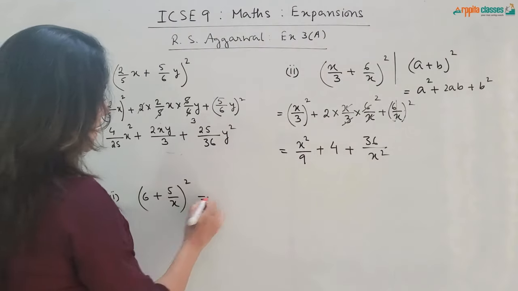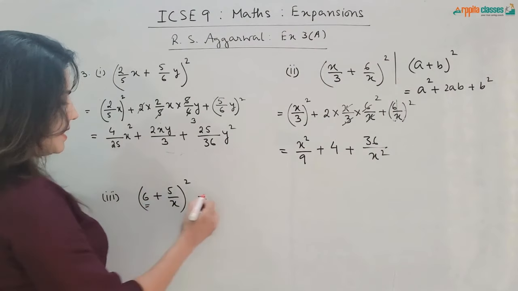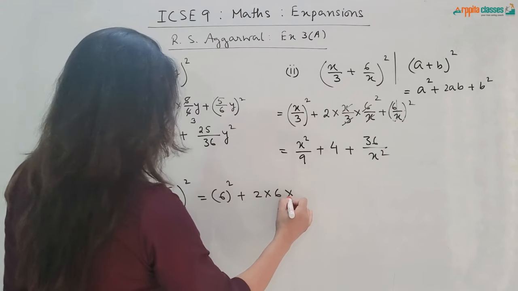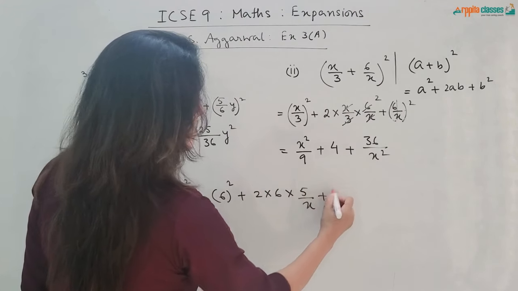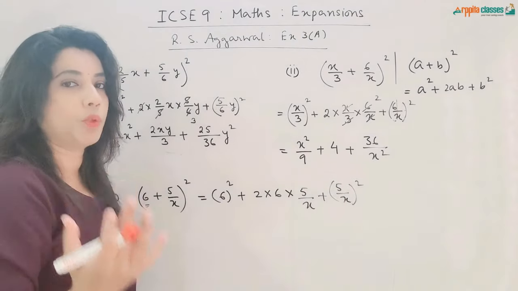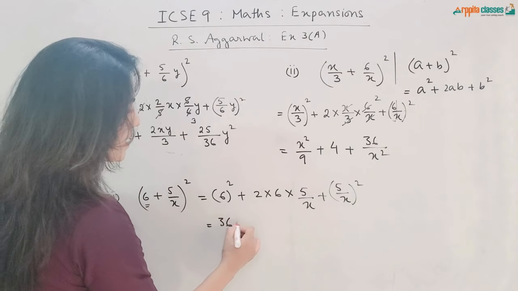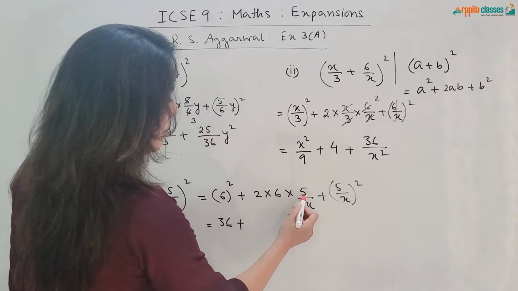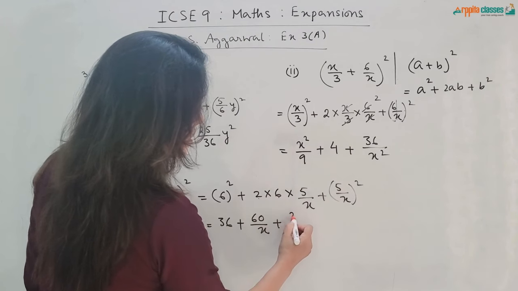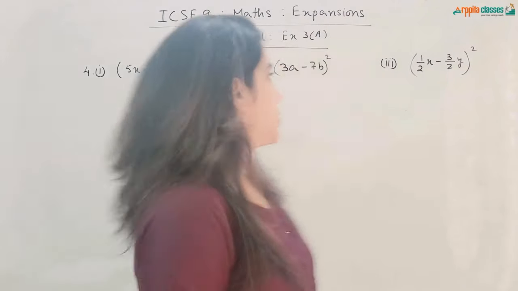Come here, our a is 6. Now I will not write a and b, I will just write it on my own. A is 6, so I will write a square, 6 square, plus 2 into a into b, 5 by x, plus (5 by x) the whole square. So you just mentally think what is your a, what is your b, and accordingly put it in the formula. Okay, 6 square is 36 plus, here it is 5 into 6, 30, 30 into 2, 60 upon x, plus 25 upon x square.